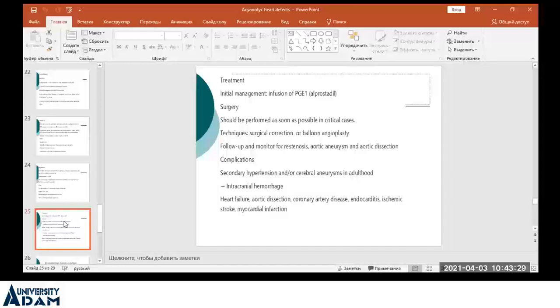Treatment: initial management is infusion of prostaglandins. Surgery should be performed as soon as possible in critical cases, with surgical correction or balloon angioplasty. Follow up and monitor for restenosis, aortic aneurysm, and aortic dissection. Complications may be secondary hypertension or cerebral aneurysm in adulthood, intracranial hemorrhage, heart failure, aortic dissection, coronary artery disease, endocarditis, ischemic stroke, and myocardial infarction.